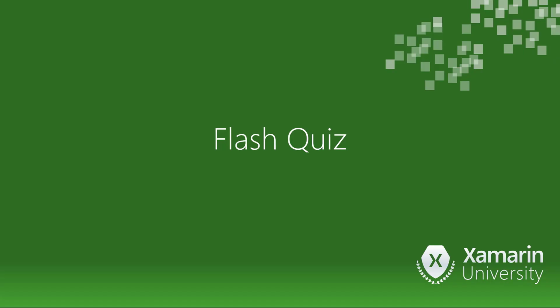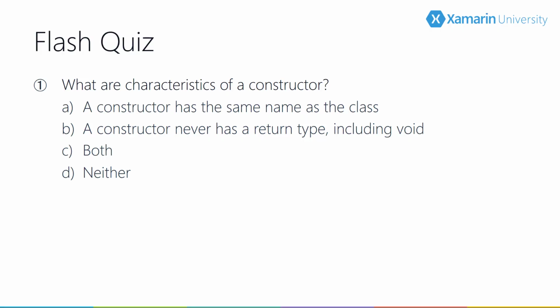Let's now do a flash quiz. And remember with flash quizzes, just pause the video after I read the question so that you can think about it, and then I'll give the answer after. So number 1, what are characteristics of a constructor? And that would be C, both A and B. So A is a constructor has the same name as the class, that is true. And B is a constructor never has a return type, even including void.